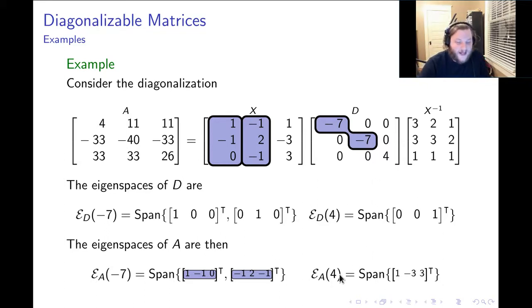What about the second eigenvalue, lambda equals 4? The eigenspace of D was spanned by 0, 0, 1. To get the eigenspace of A, we multiply 0, 0, 1 by X. That will give us the third column of X, 1, -3, 3, and that's because this eigenvalue 4 is in the third position on the diagonal of D. So what it looks like from this example is that to get the eigenspaces of A, given this diagonalization, all we're really doing is looking at the columns of the matrix X that pop out of this equation.